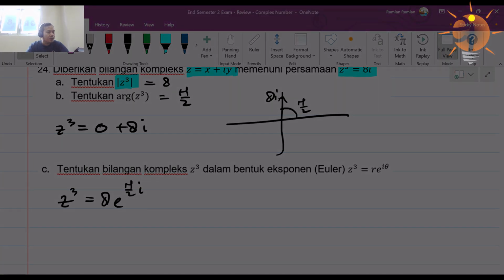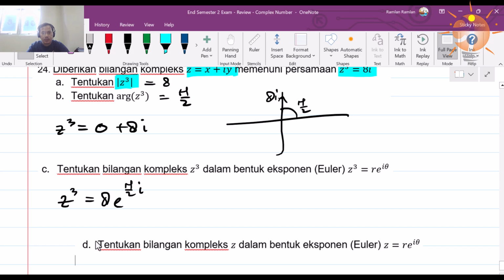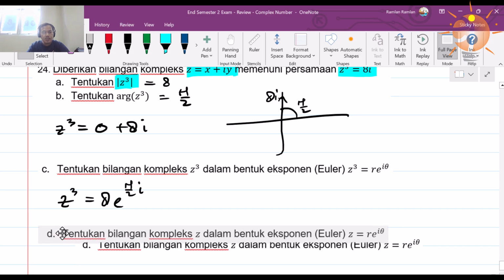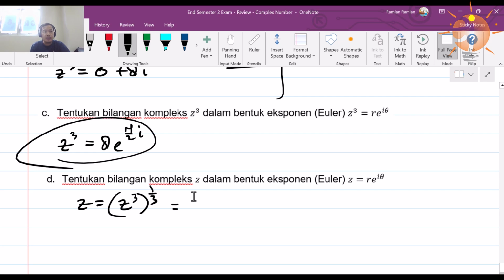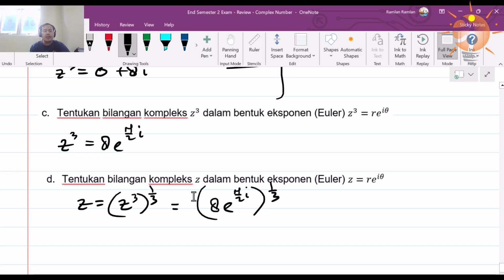Now the next question is question D, where you need to find z instead of z cubed. We know that z cubed comes from multiplying z by itself 3 times. So what do you need to do to make this power disappear? If I have z, that will be z cubed to the power of 1 over 3, because if I multiply the powers, they'll equal 1. Since we already know z to the power of 3, I can write it as 8e to the power of pi on 2 i, all to the power of 1 over 3.